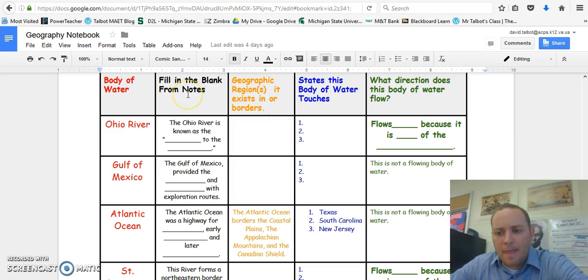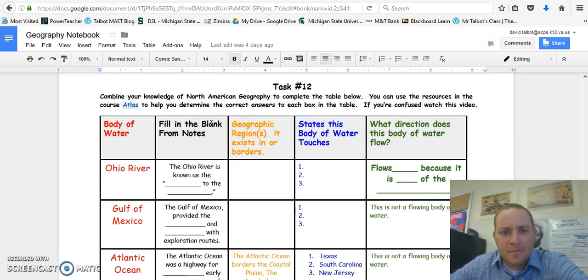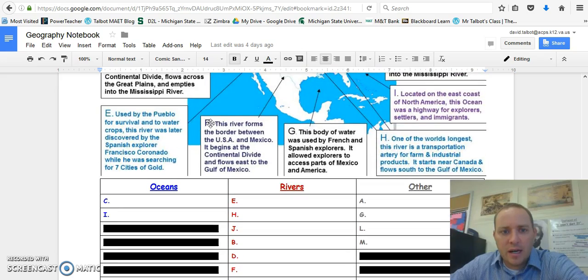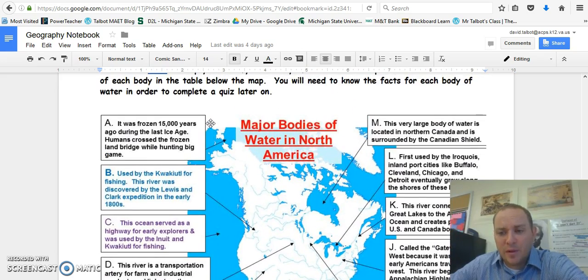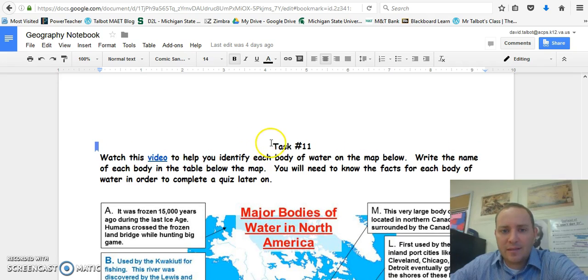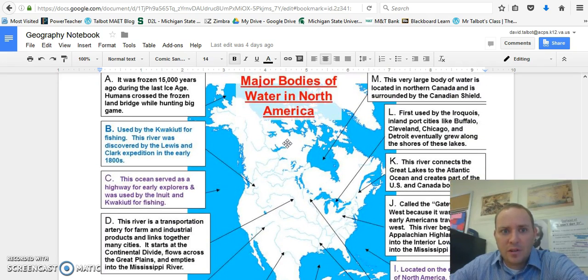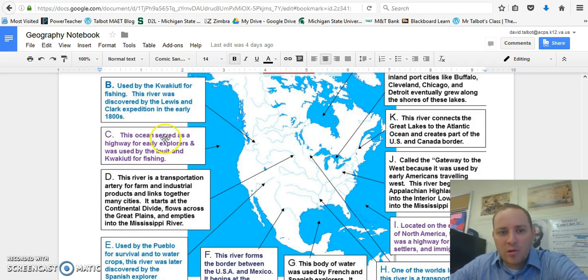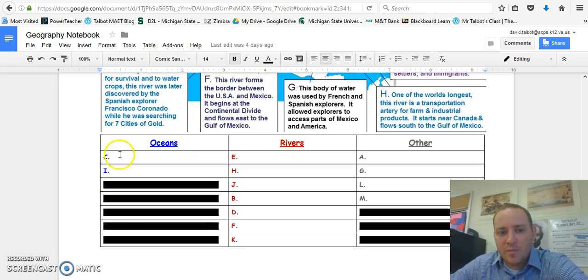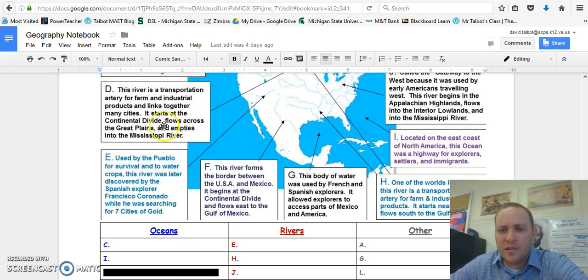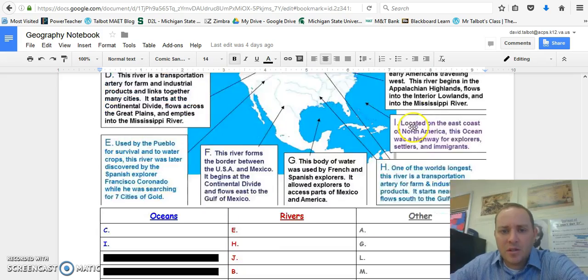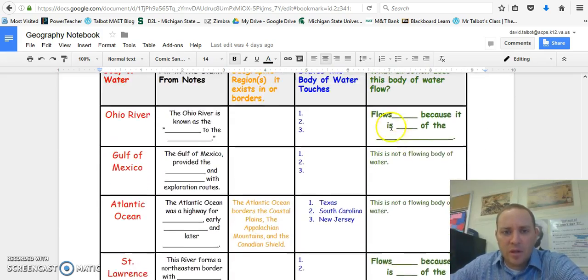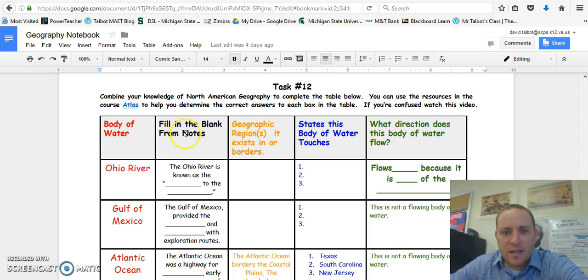So your notes are actually located in two places. One of the places your notes are located is on this map up here, because before you do task 12, you need to complete task 11. So you should have identified the ocean that served as a highway for early explorers and was used by the Inuit and Kwakiutl for fishing. That would be the Pacific Ocean. So letter C, you should have Pacific Ocean. You can use these notes to help you determine what goes in the blanks on your task 12 table.